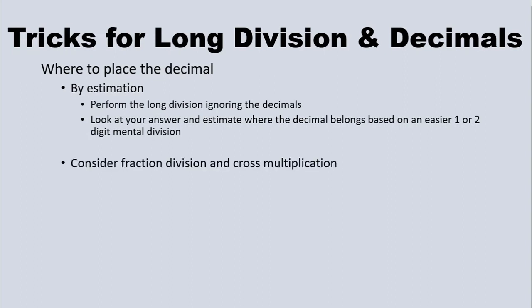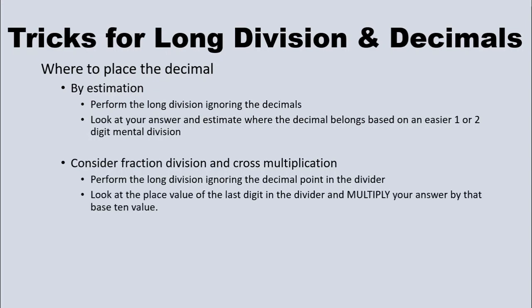Or we can consider fraction division and cross multiplication, but not in such a complex way as I've just shown you. You just need to look at the place value. Perform your long division, ignoring the decimal point in the divider, then look at the place value of the last digit of the divider and multiply your answer by that base 10 value. Let me show you a simple example.